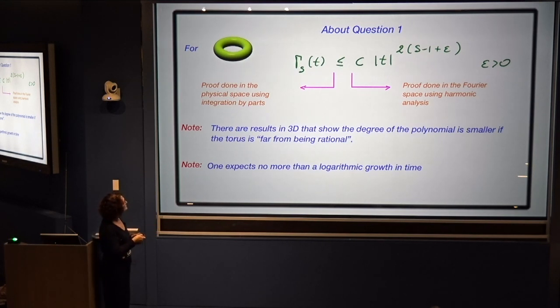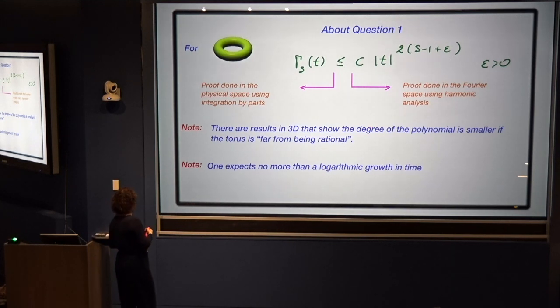For the first question, one estimate is that that quantity, if it grows, cannot grow more than a polynomial of a certain degree. This is not at all sharp. And this has been obtained both by looking at the physical space, doing integration by parts and so on, but also in the frequency space. So we obtain the same result in both ways.